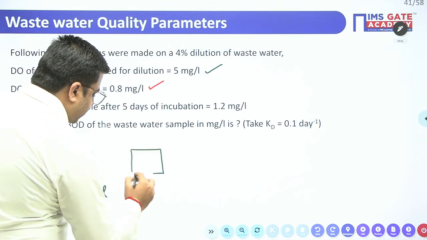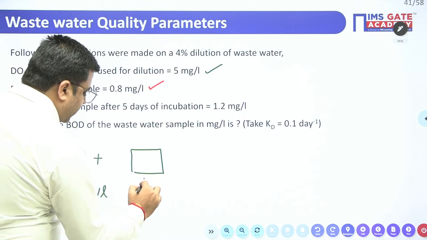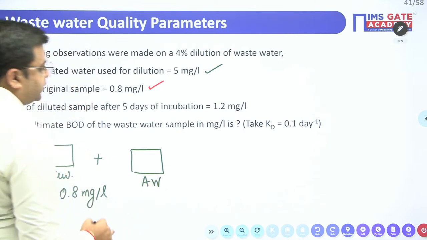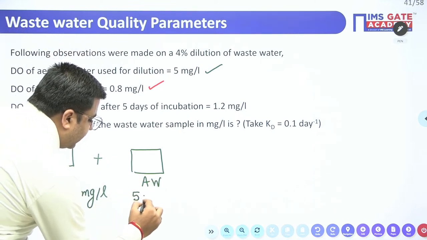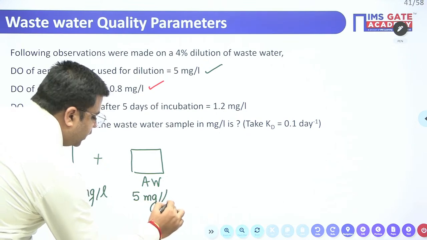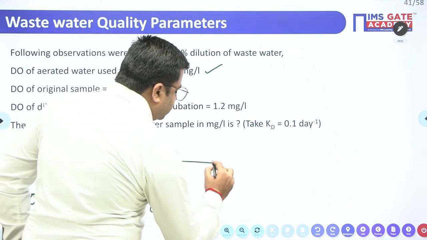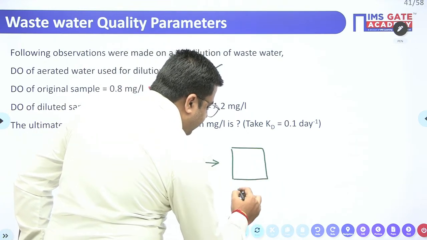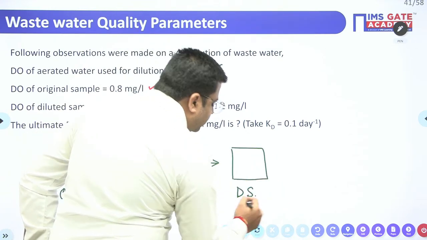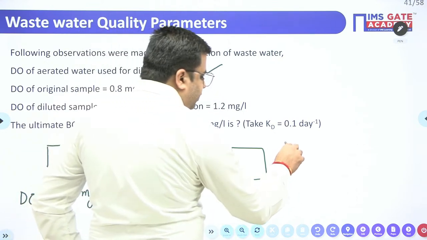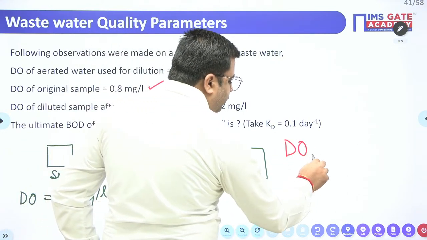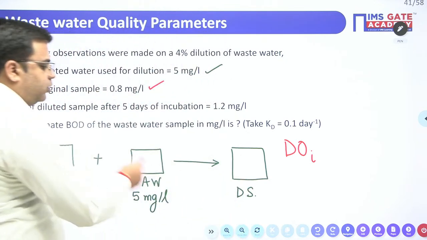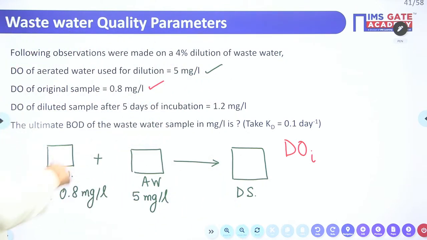So if this is my aerated water, the DO is given as 5 milligram per liter. Both of these mix to form the diluted sample. Now the initial DO of this diluted sample is not given to you directly. So using these two relations, we can calculate the initial DO.